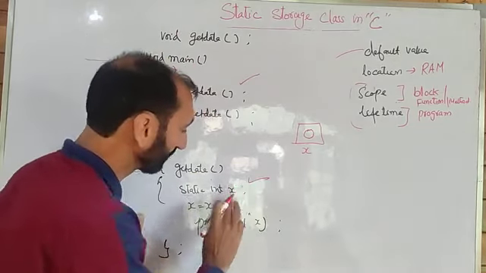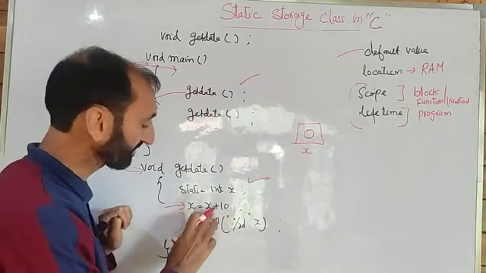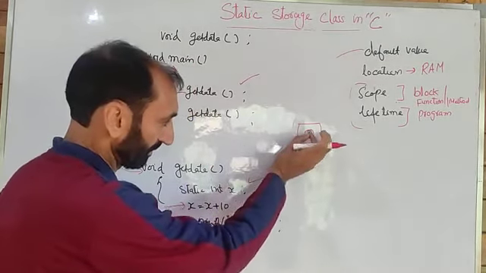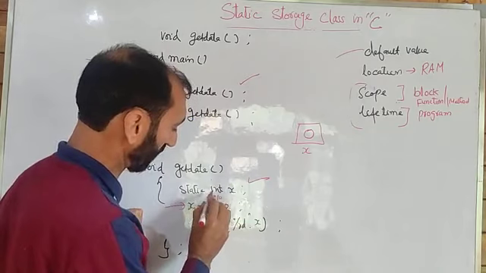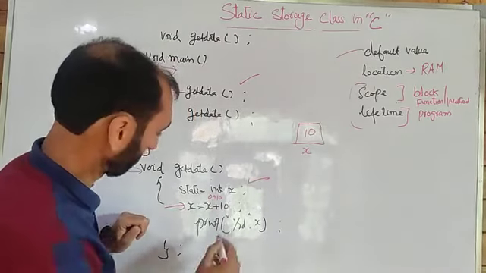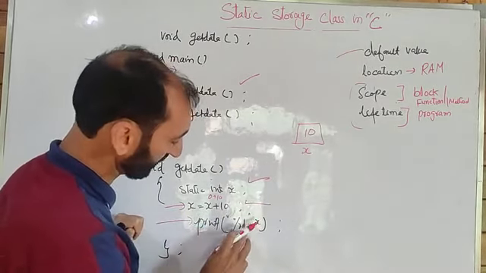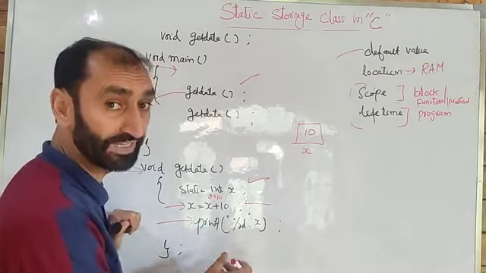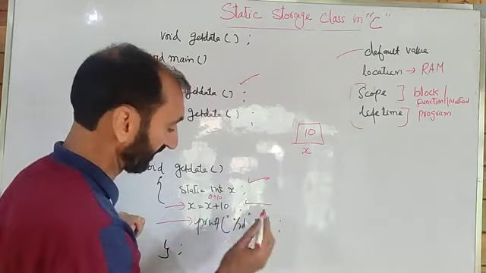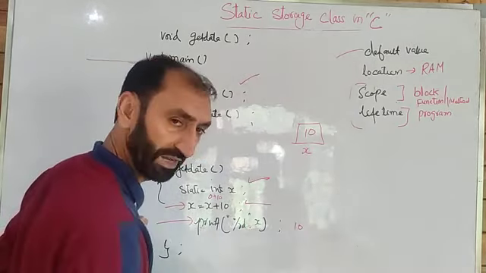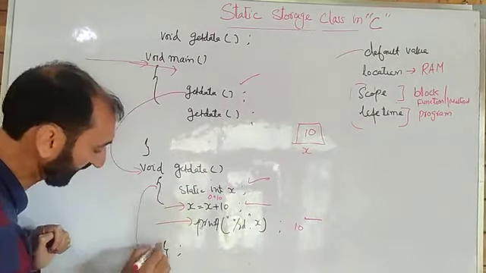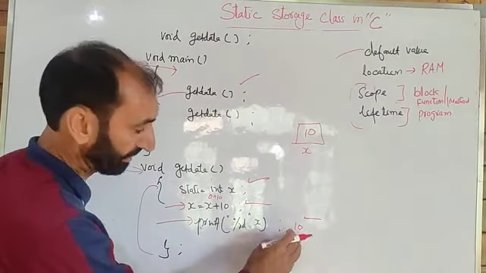Now after execution of this line, the control will go here, x equal to x plus 10. X is 0, 0 plus 10 equals 10. The new value will go here, 10. And now here, printf %d, x. What is the output? The value of x will get printed. The value of x at this moment is 10. That means the output would be 10. So after the execution of this function, the value 10 will get printed.